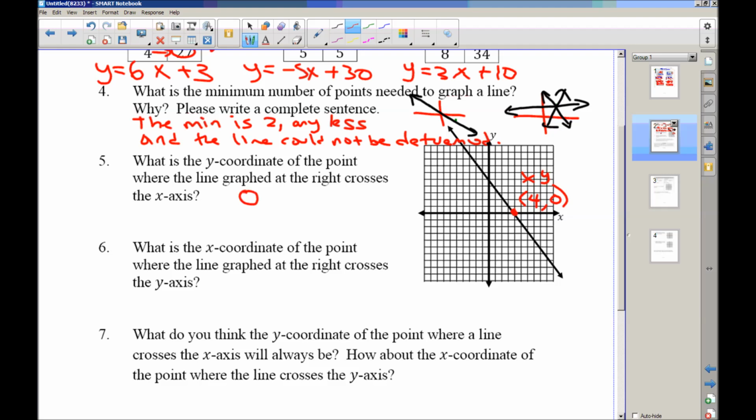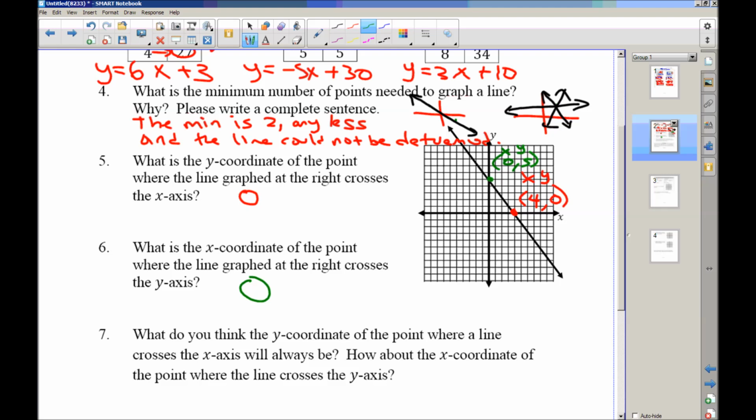Okay. What is the x-coordinate of the point where the line graphed at the right crosses the y-axis? So it crosses the y-axis right here. This is at 0, 5, and it asked us for our x-coordinate, and the x-coordinate is also 0.